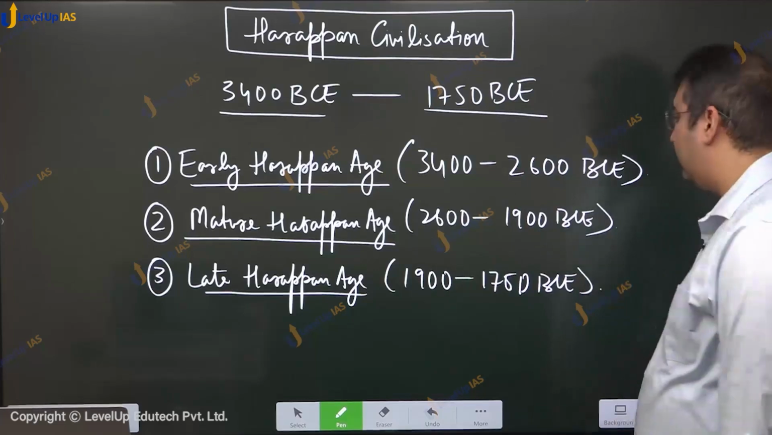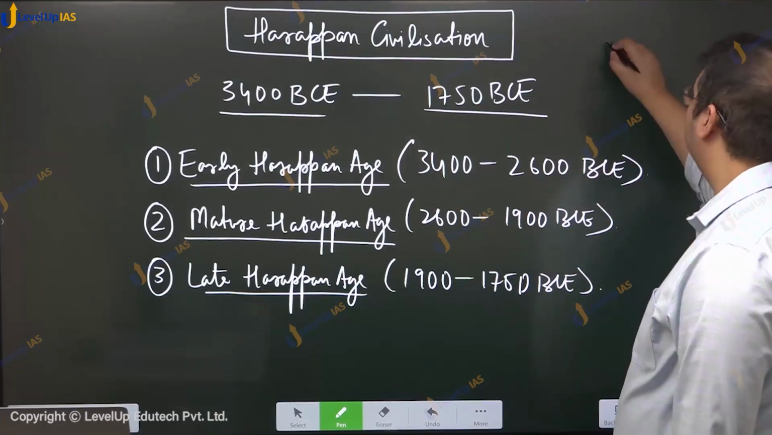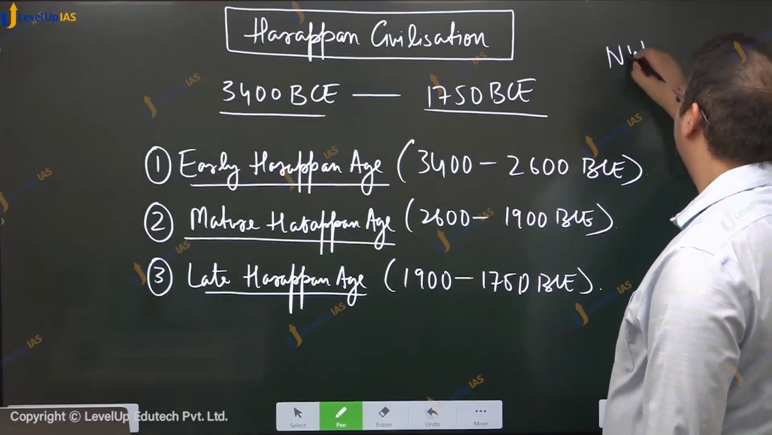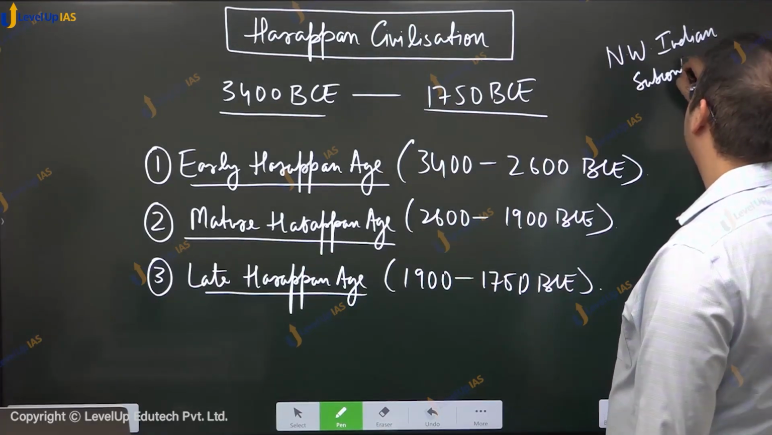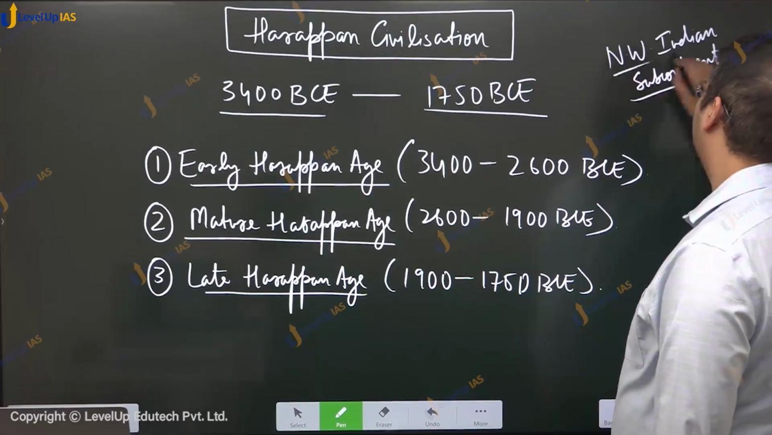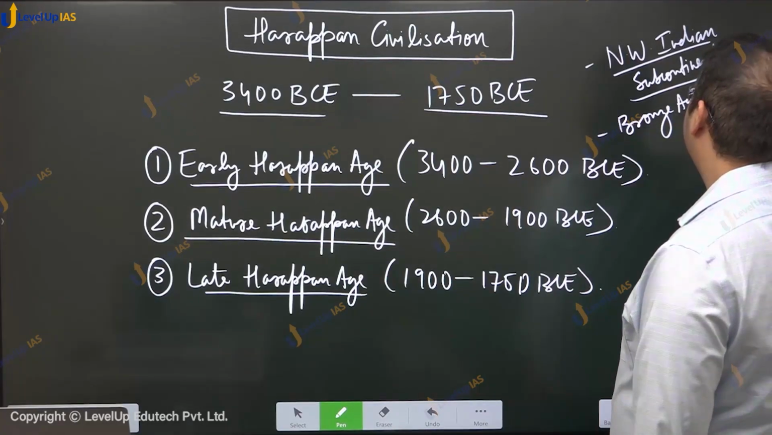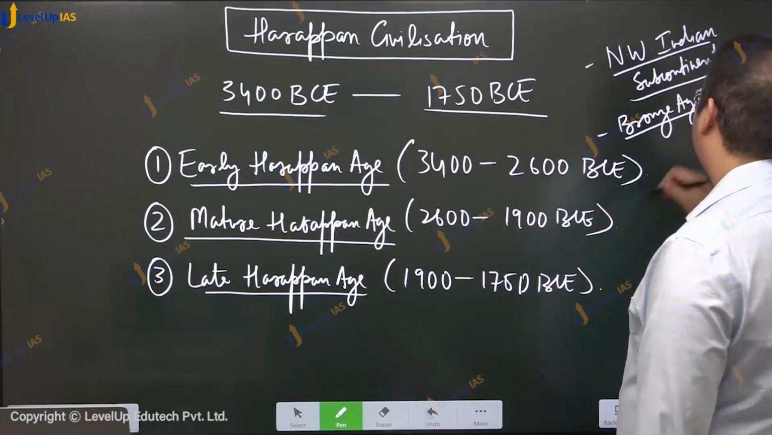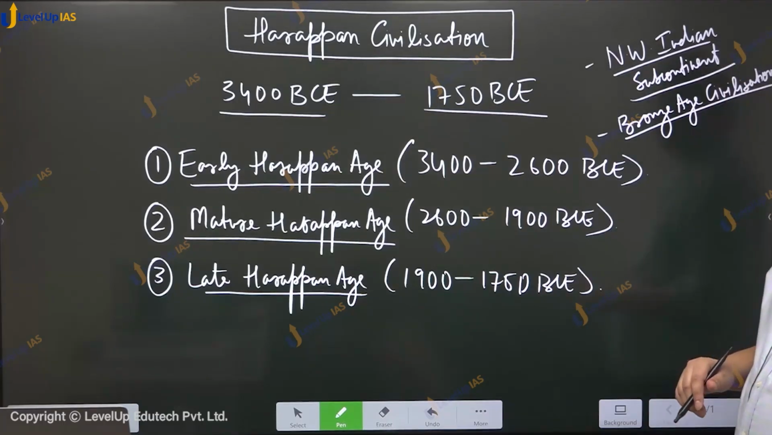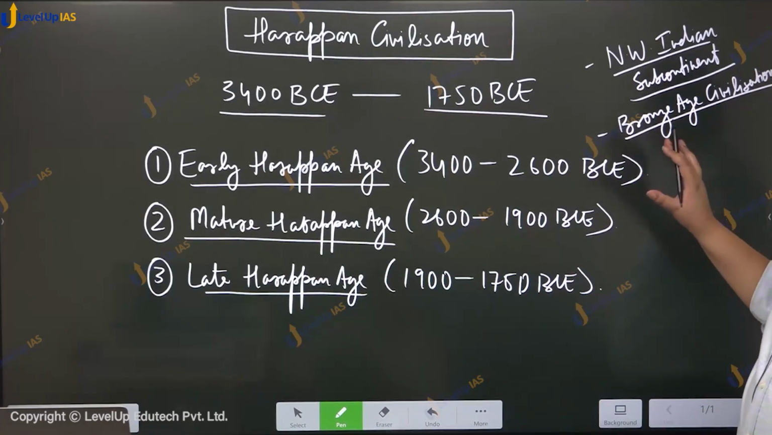Now, the Harappan civilization was the first urbanized civilization in the Indian subcontinent. It flourished in the northwestern portion of the Indian subcontinent. It was a Bronze Age civilization that was a contemporary of other Bronze Age civilizations such as the Chinese, Mesopotamian, Persian, Egyptian civilizations, etc. However, among them, it was the largest, it was the most extensive one.